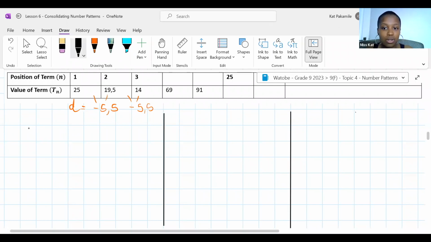Okay, Marco says Tn. Yes, that's what you need to say, Marco. You need to write it properly, remember? So it's Tn equals Dn plus C. We have found D.